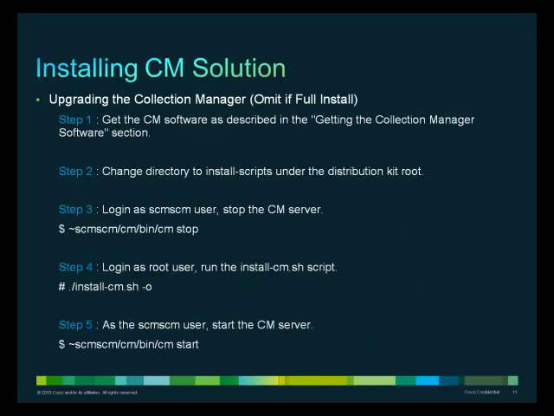Upgrading the Collection Manager is a little easier. You can download the Collection Manager software just like you would for doing a fresh install. You change the directory to install scripts. So you log in as the SCM user, stop the CM, log in as root, go to the install script folder, and then run the install-cm script with a -o extension. Once that is installed, you can log back in as the SCM user and start the CM server.